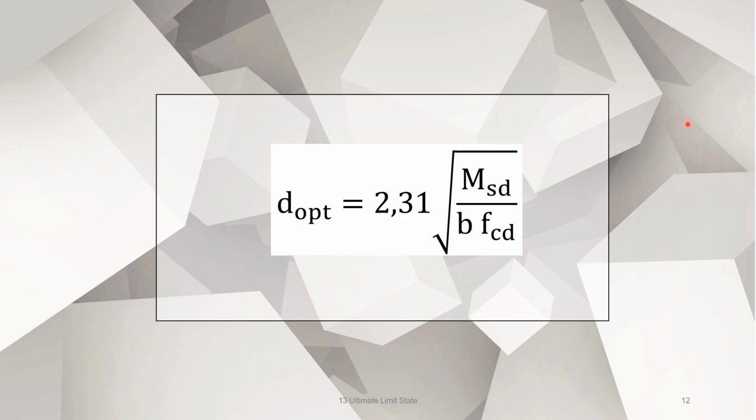The optimum depth of a beam subjected to bending at a concrete grade smaller than C50/60 is given by this formula. We use this formula to determine the needed depth of a beam, so it is a design problem. See you at next lecture.